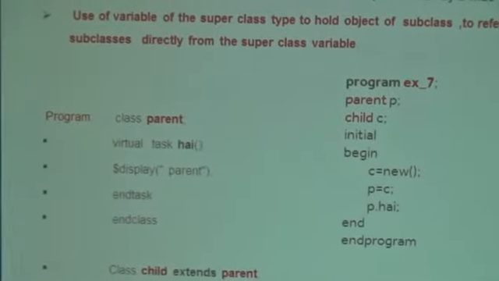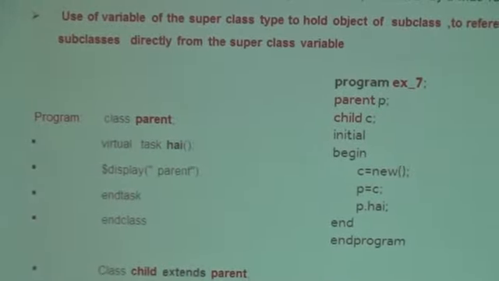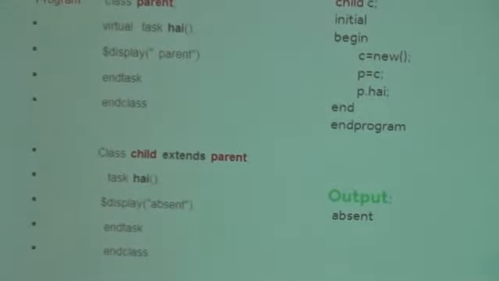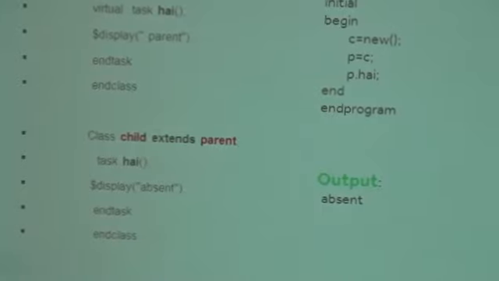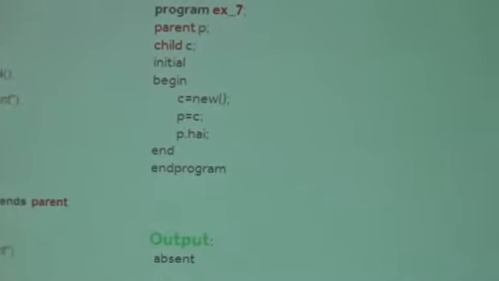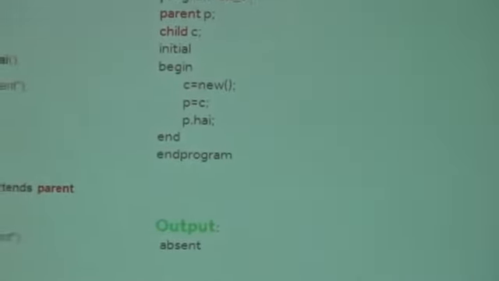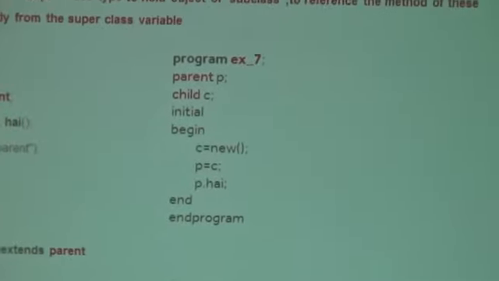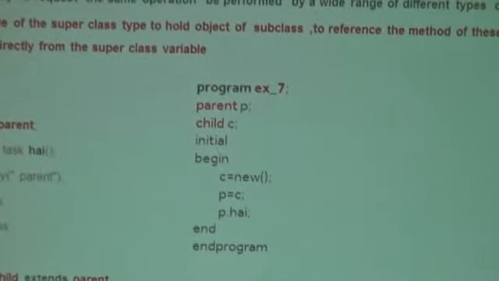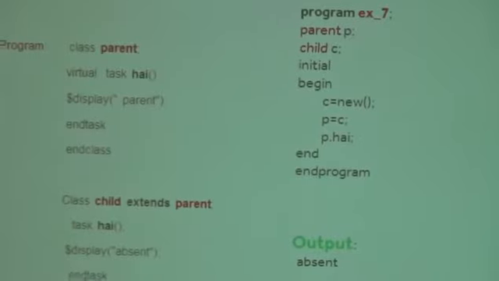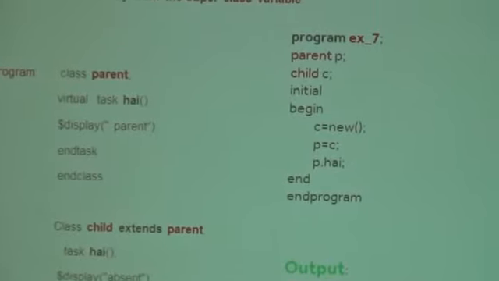Here there is a class parent. In this we have declared a virtual task, and I have declared a child extending from parent, and here I have declared a task high, and I have declared a display option here. In the program block I just create an object for child C, initial begin. I have created an object for it, and I am just assigning C. What is C? C is the object, and I am assigning it to P. What is P? P is just a variable of parent. P is equal to C is the main working phenomenon of polymorphism.